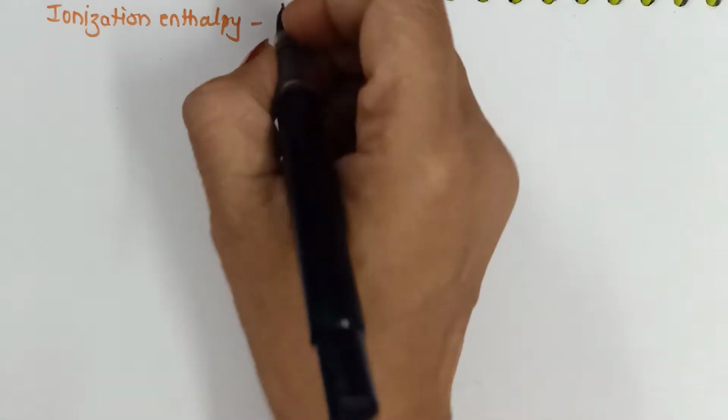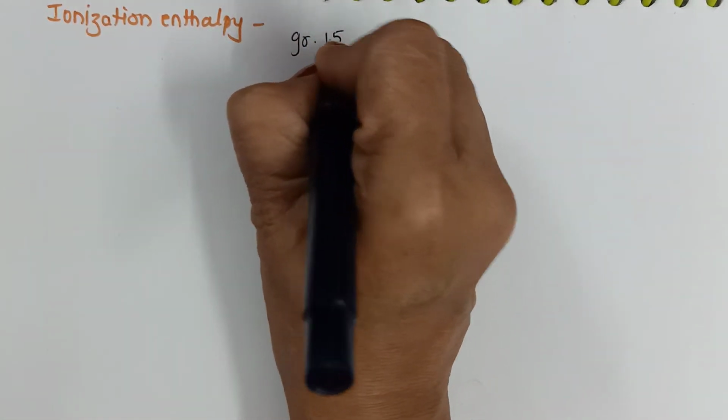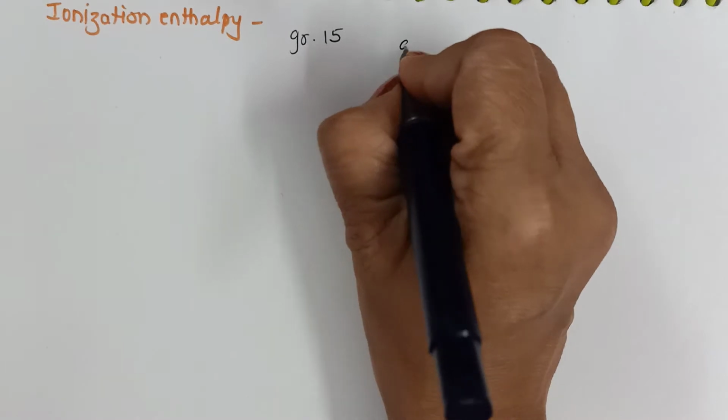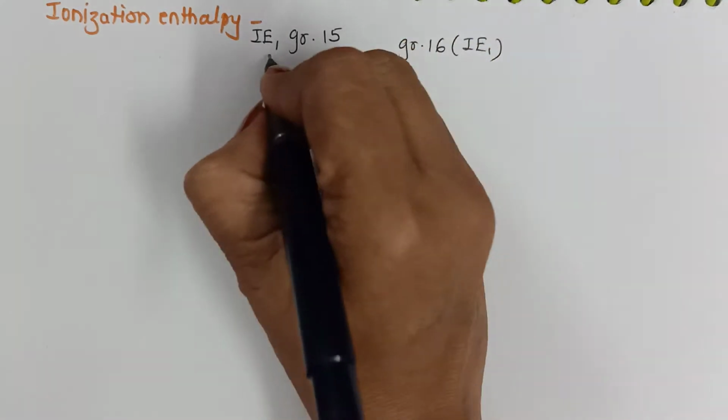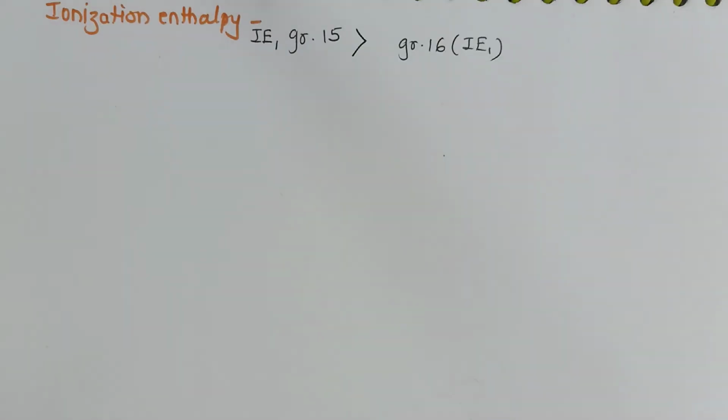The next property that we are going to discuss is ionization enthalpy. We know the meaning of ionization enthalpy, that is, it is the energy required to remove the outermost electron from an isolated gaseous atom. Now if we compare the ionization enthalpies of group 15, that is of nitrogen family, with those of group 16, then we'll find that ionization enthalpy of group 15, especially the first ionization enthalpy, is quite higher as compared to that of group 16. The reason lies in the configuration.